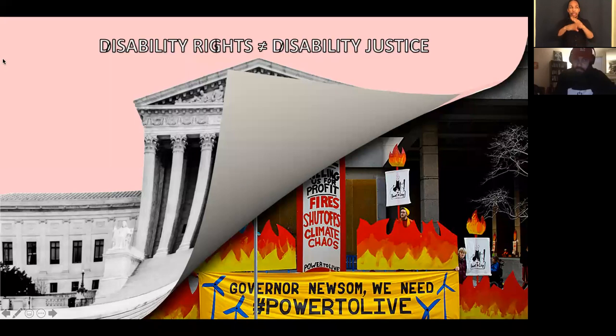There's an image of the Supreme Court being peeled back with under that a protest that transpired in the Bay Area a few months ago about the cutoff of energy services and power services. And this protest in itself is speaking directly to the justice model by talking about how we can't search for quality of life for disabled people without undoing the ills and the harms that capitalism has produced. Next slide, please.